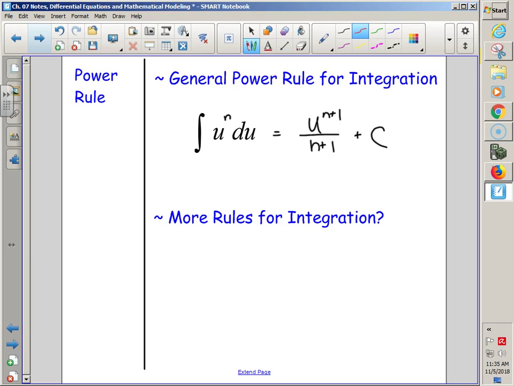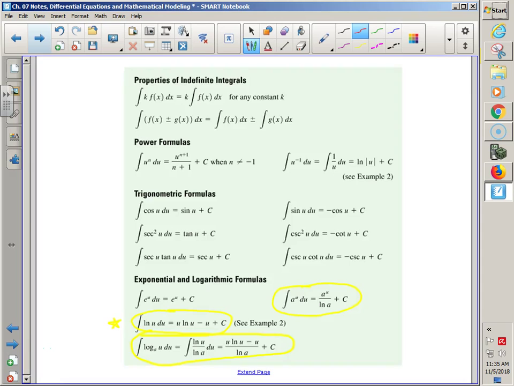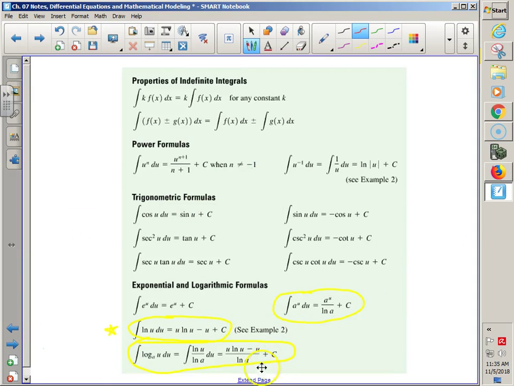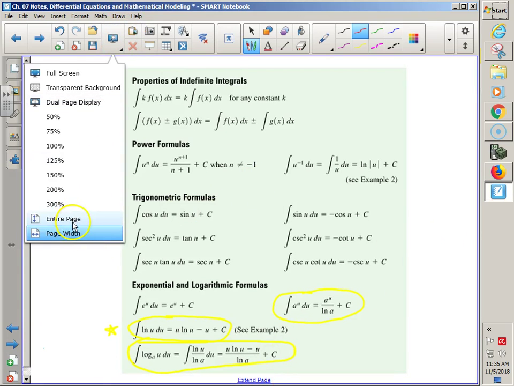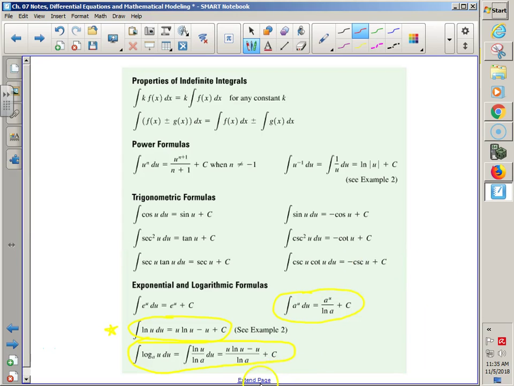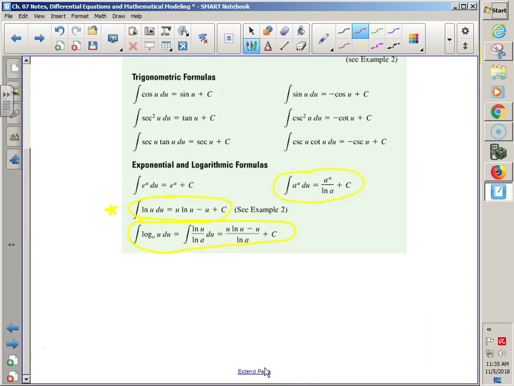We've dealt with this one enough. It technically comes up in this section like, hey, it's a rule. And you're like, no way, we've been using it already. Anyway, u to the n plus 1 over n plus 1 plus c. We have other ones. And here's one that will be particularly helpful for your chapter 6 test corrections. Do you see the ones at the bottom? Did you forget some of these? Anyway, this one is from last year that we forgot. The integral of 4 to the x dx is 4 to the x over ln of 4 plus c.